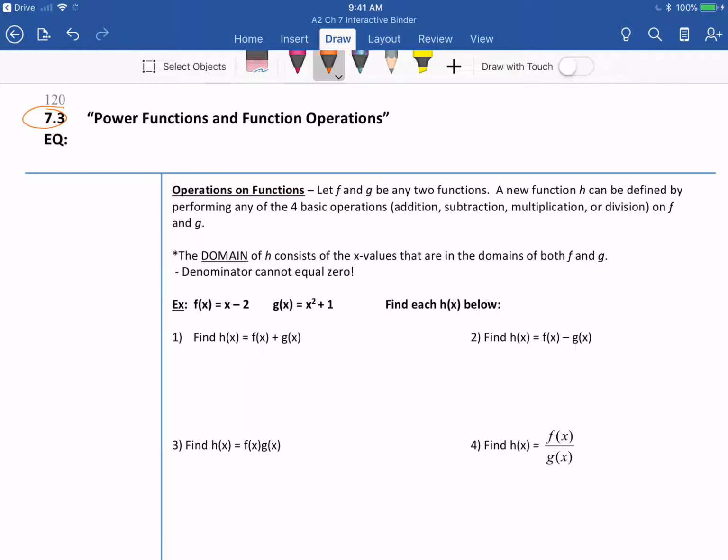All right, so my essential question today is: how do I compute function operations such as adding and compositions? Function operations such as adding, subtracting, multiplying, all those guys, we're going to do that today. And the new thing today is compositions.